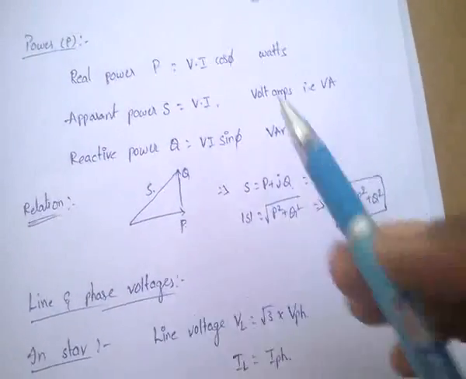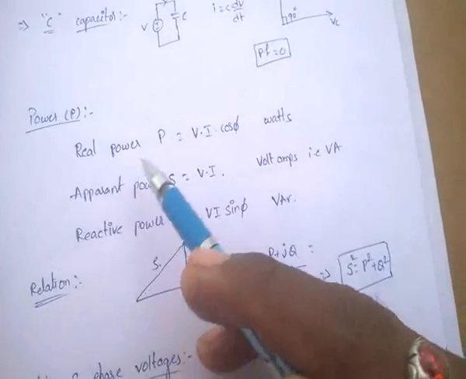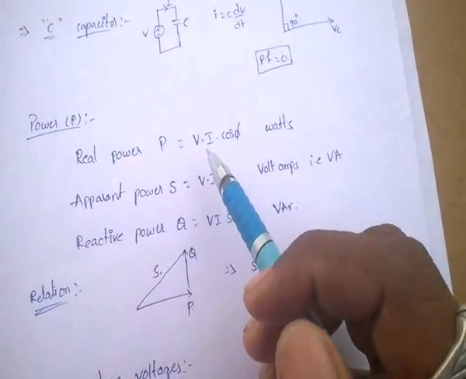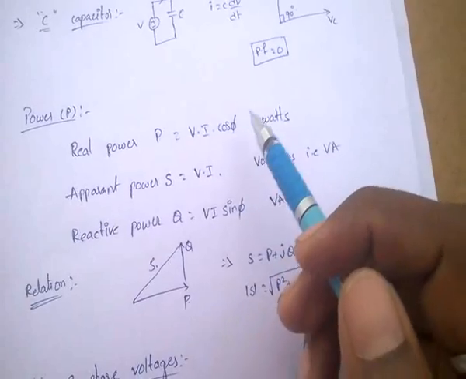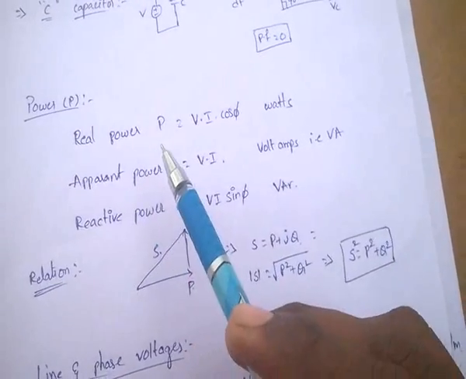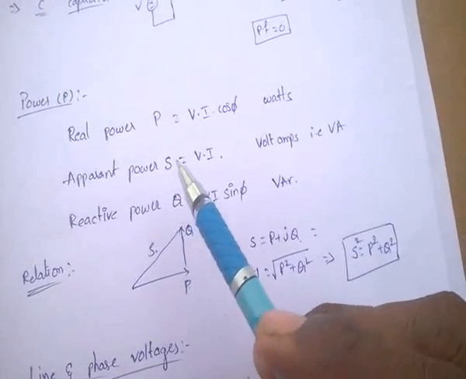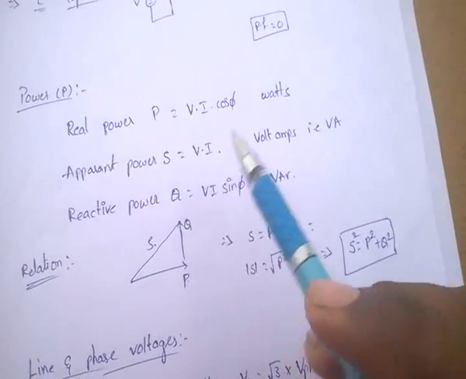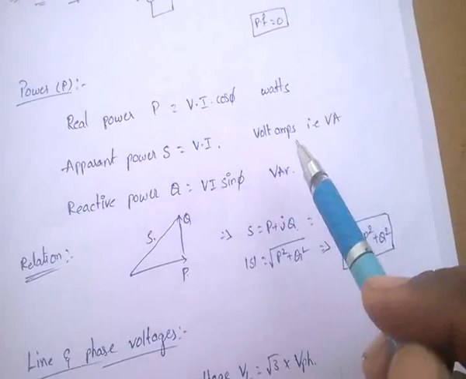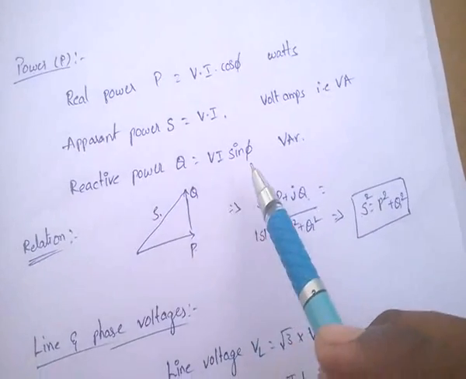Next, the different powers. Real power: what is real power? Real power P equal to V into I into cos phi. What is apparent power? Apparent power S equal to voltage into current. Units are volt-amps, units are very important. Reactive power Q equal to VI sin phi.